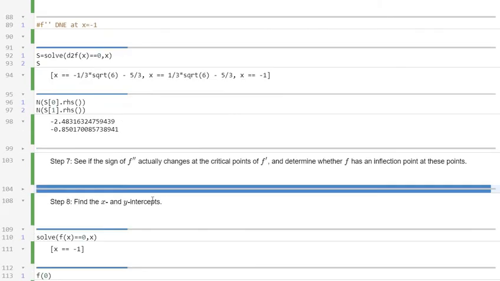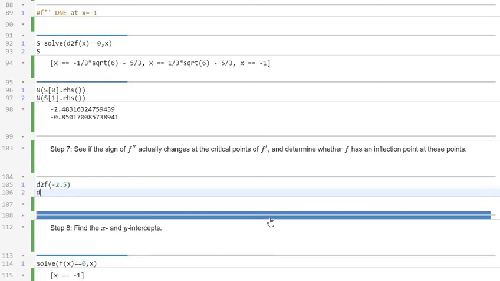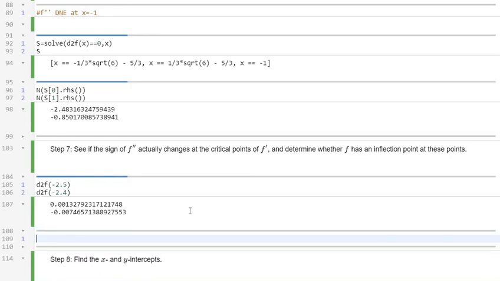That one's okay. All right, so let's see if the sign actually changes. I'm going to start with -2.48. I'm going to take the second derivative. I'm going to choose something to the left of that, and something to the right of that. How about this? Did the sign of the second derivative change? Yes. That means the original function f changed from concave up to concave down. So we have an inflection point. f has an inflection point at x approximately -2.48.